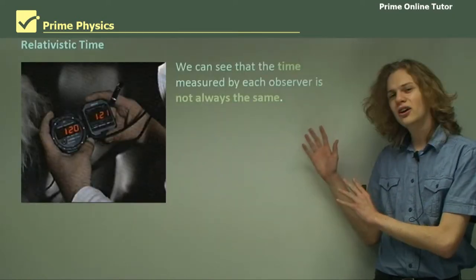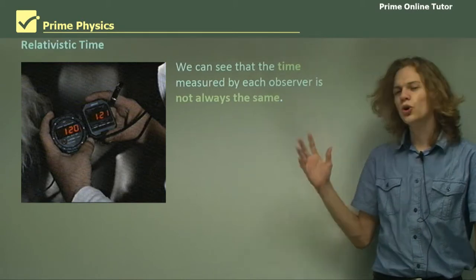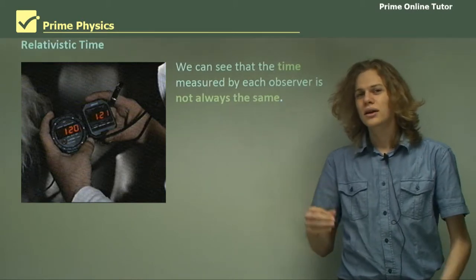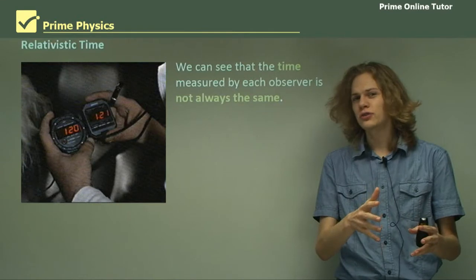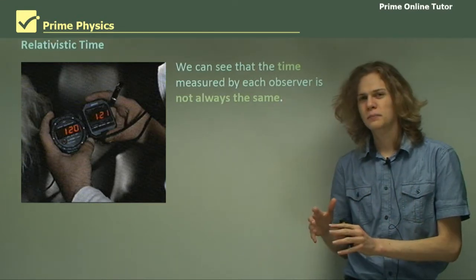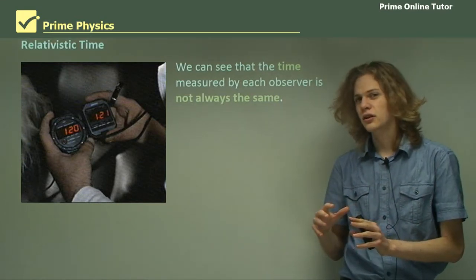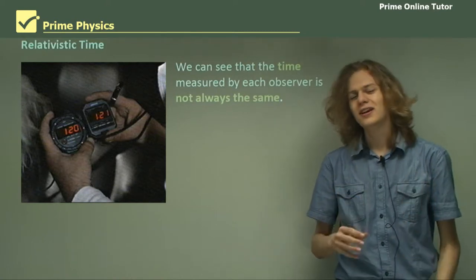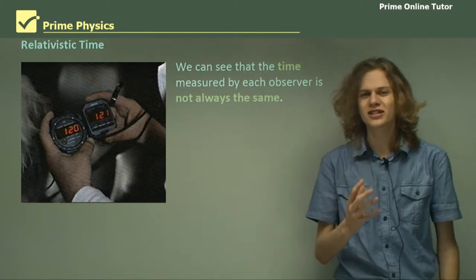So we can see that the time measured by each observer is not always the same. In classical physics or Newtonian physics, time is invariant. It doesn't change. But in relativistic physics, it is not invariant and it can change.